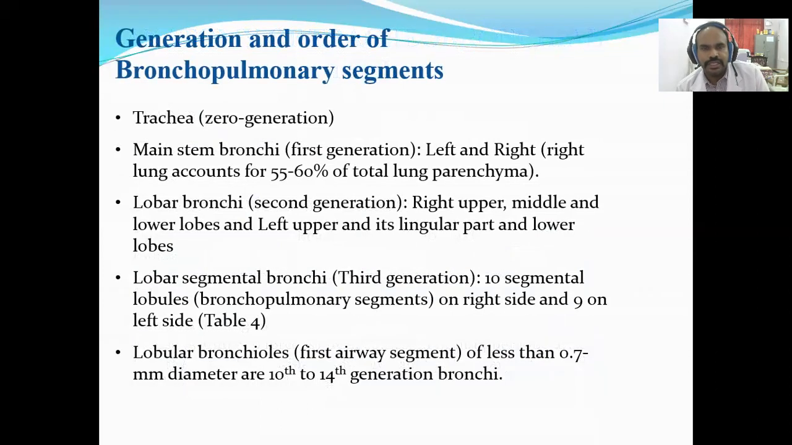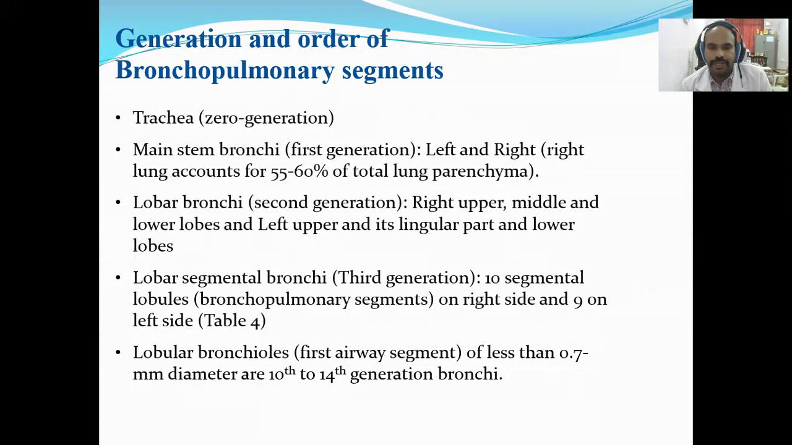Then the generation and the order of the bronchopulmonary segments. The trachea is the 0th generation, the mainstem bronchi are the first generation. So we have right and left. The right accounts for 55 to 60% of the total parenchyma. Then we have the second generation, which is the lobar bronchi: right upper, right middle, and lower lobes, whereas on the left it is the left upper lobe, lingular, and the lower lobe. Then the segmental bronchi, which is the third generation: 10 bronchopulmonary segments on the right side, whereas it is 9 on the left side. So we have a total of 19 bronchopulmonary segments.